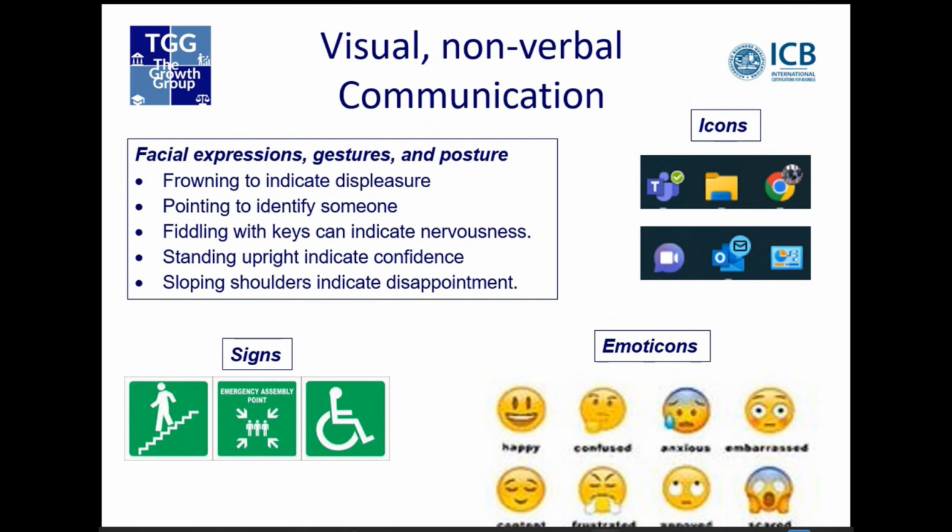Okay, you've seen these courtroom dramas. Is the suspect in this courtroom? And then the guy points at somebody in the courtroom, and then nothing else needs to be said. Fiddling with keys can indicate that the person that is speaking is nervous. Standing upright indicates confidence, while sloping shoulders can indicate disappointment. Now, it also works the other way. Even if you're not that confident, but you stand up straight while you are presenting, you will become more confident, of course.